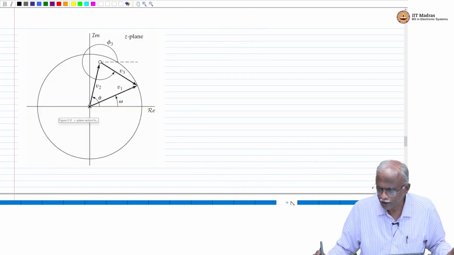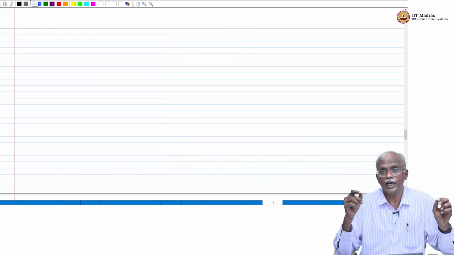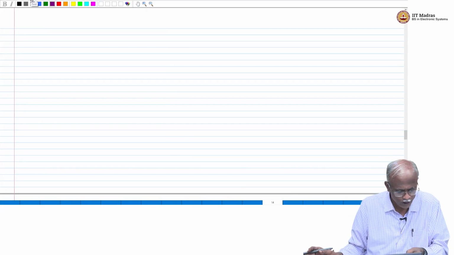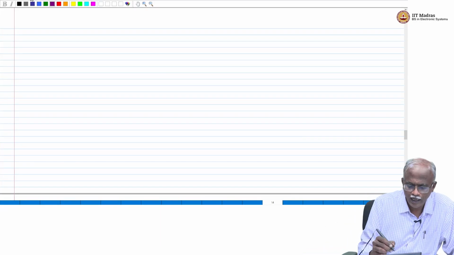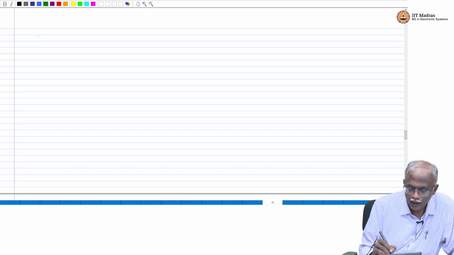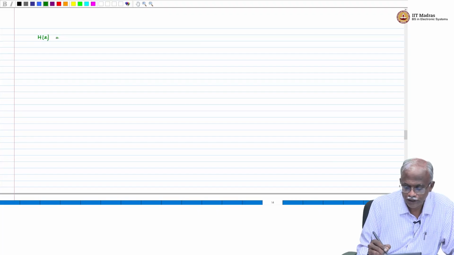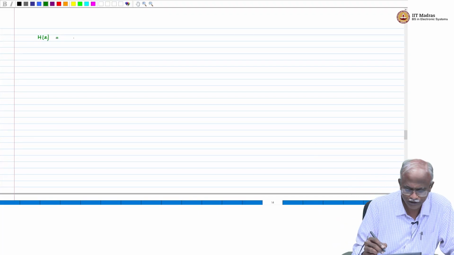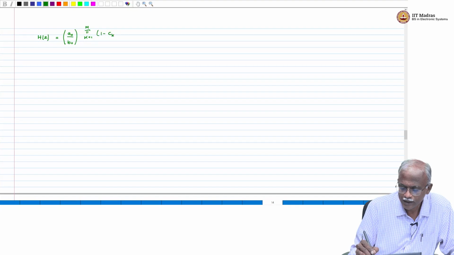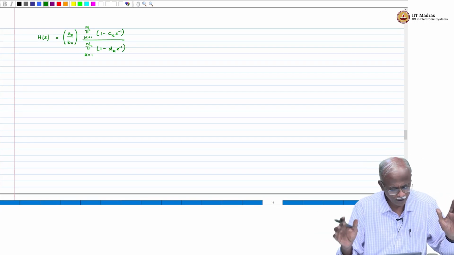Okay, now one important aspect that we have looked at earlier, but I want to emphasize once more for completeness and for clarity. An LTI system which has a rational transfer function can be written in this general form: A naught by B naught, product k equal to 1 through m, 1 minus ck z inverse, divided by product k equal to 1 through n, 1 minus dk z inverse. Right? You are familiar with that.